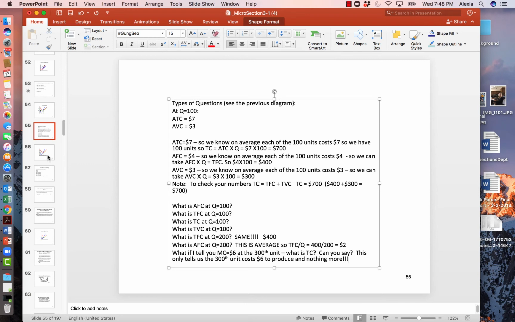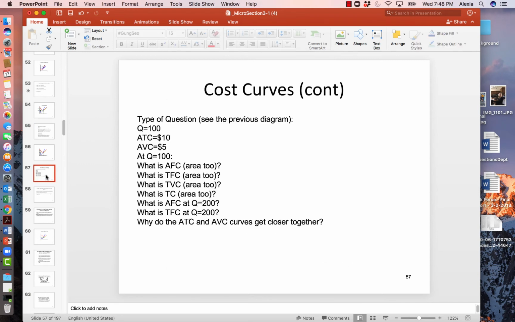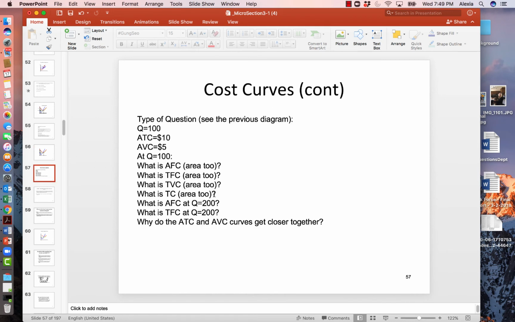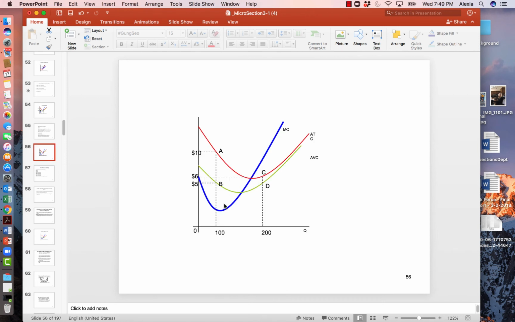So again, here's another one. At a quantity of 100, you come on up to your average total cost, you're told it's 10. At a quantity of 100, you come on up to average variable cost, you're told it's 5. So from that diagram, you'll be given a set of questions where you'll have to figure out what is the average total, average variable, the total cost, and so forth. And then I have the areas too.